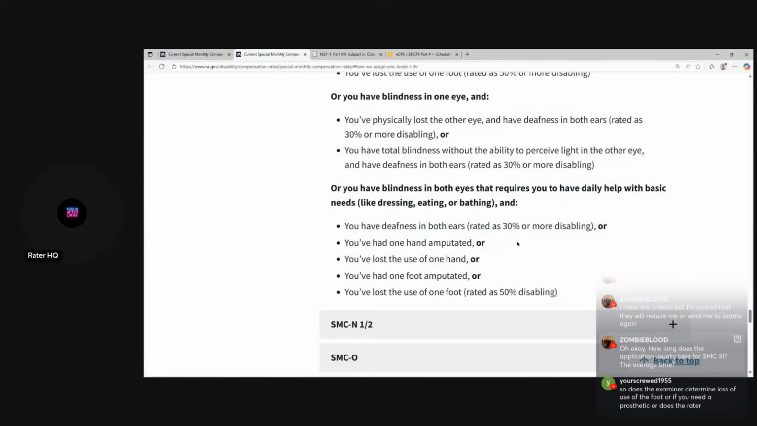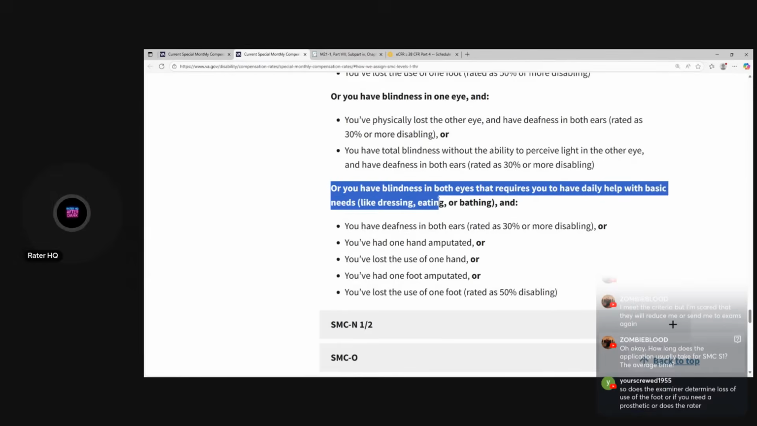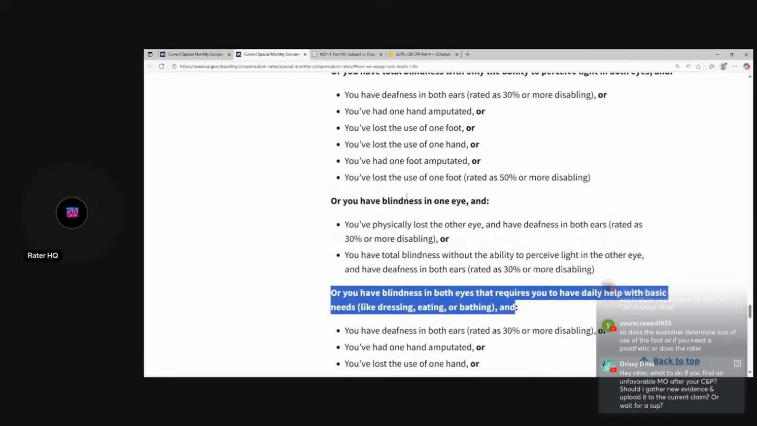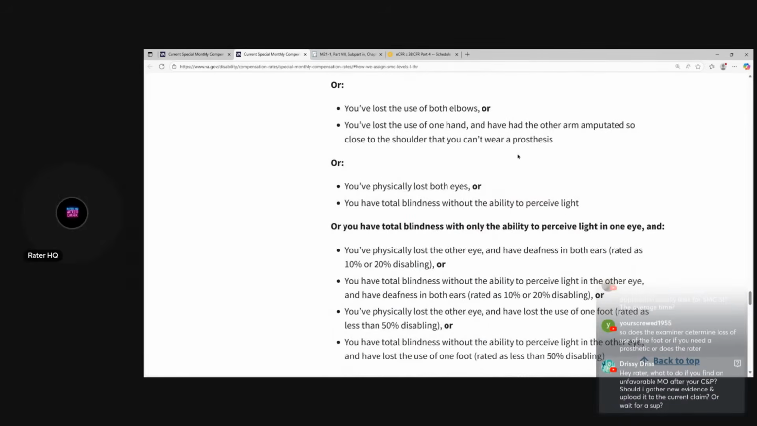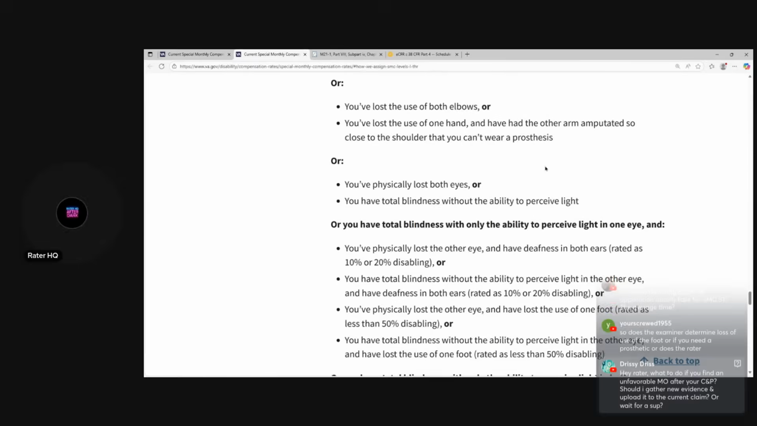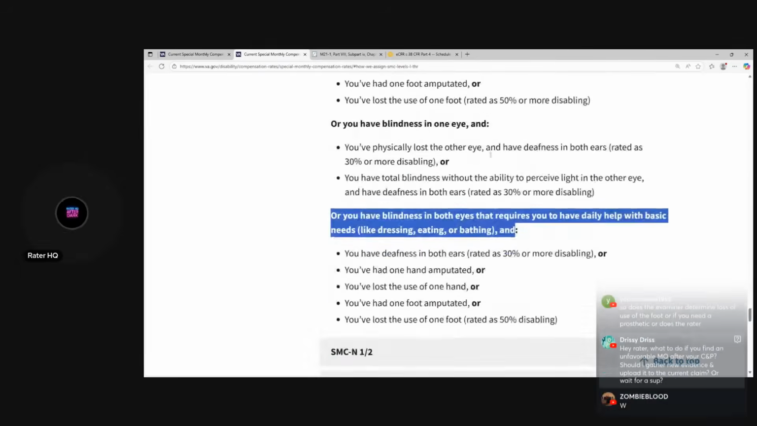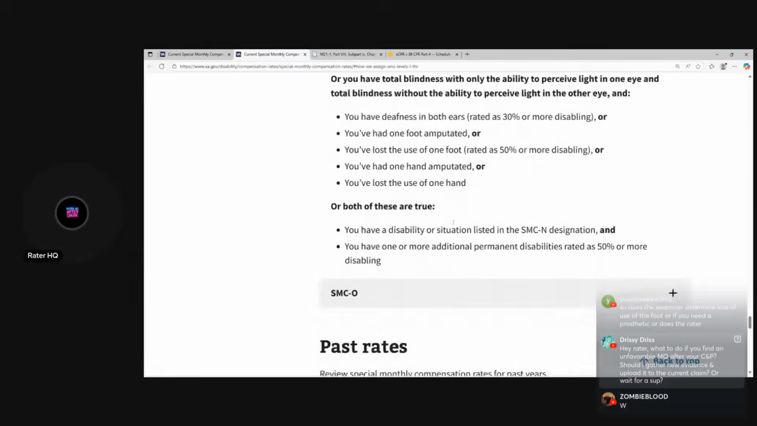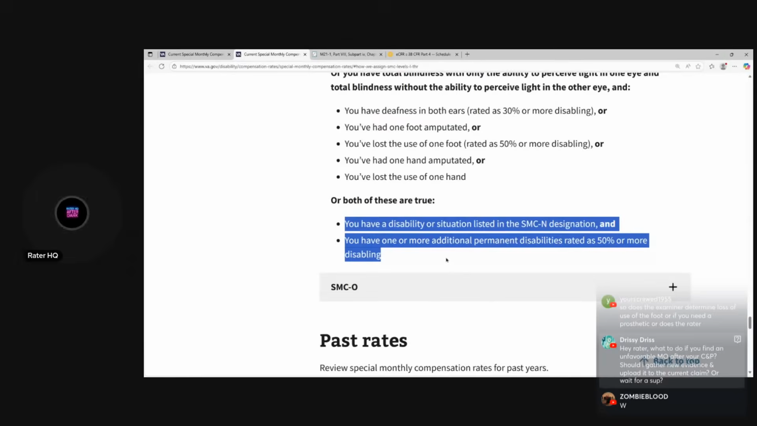But, or you have blindness in both eyes that require help with daily living. Now we're actually back to the daily living stuff, but it has to be only due to blindness. So it's very situational and very niche. It's not necessarily a progressive thing that you can get worse and worse and worse on, because the criteria doesn't just lump more on top of it. The criteria actually changes the further down you go. And then we got the same thing, more of the same. And then we got O.